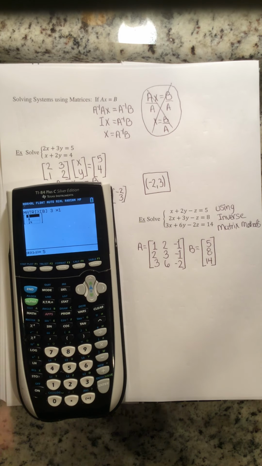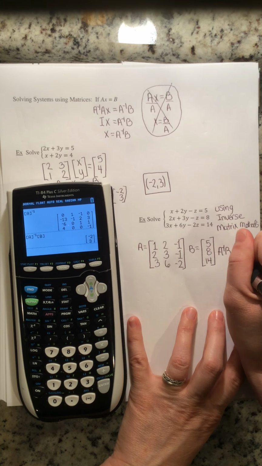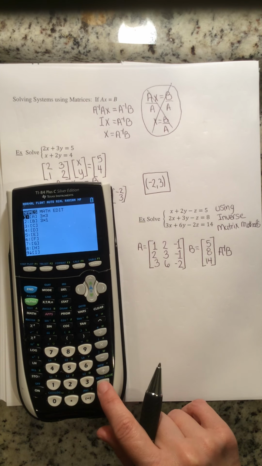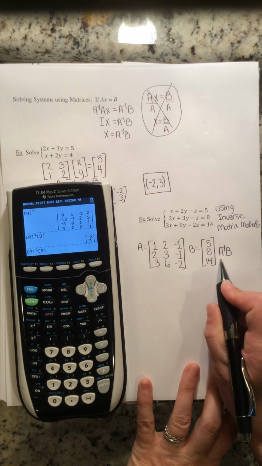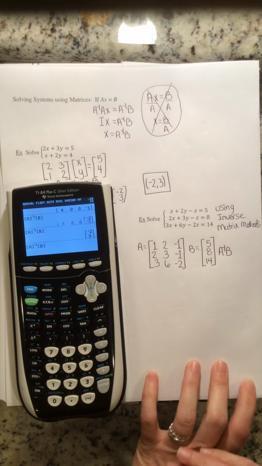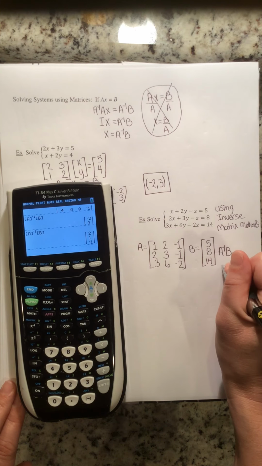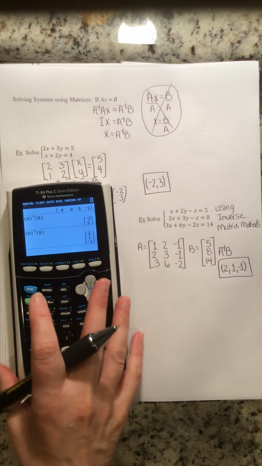Okay, now I want to go to the home screen, second, quit, and I want to tell my calculator to do A inverse times B. So we're going to grab second matrix, matrix A, hit the inverse button, and I don't want to compute the inverse, I want to compute A inverse times B. So don't hit enter now, instead, second matrix, grab matrix B. And now my calculator is going to do the whole A inverse B, and it tells me that A inverse B is in fact 2, 1, negative 1. So I'm just going to go ahead and write that as the point 2, comma, 1, comma, negative 1. Okay, so triple ordered pair, X, comma, Y, comma, Z.